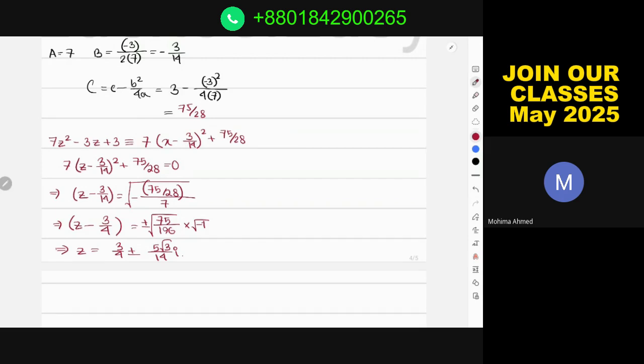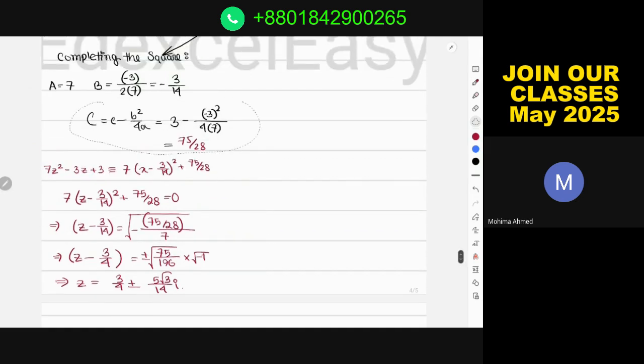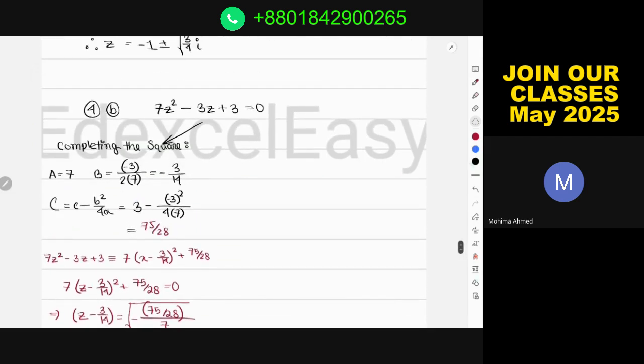Is there any problem regarding this? No, teacher. Okay, now this is one of the formats by which you can solve quadratic equations. The other format is your formula method. So we'll see that now.